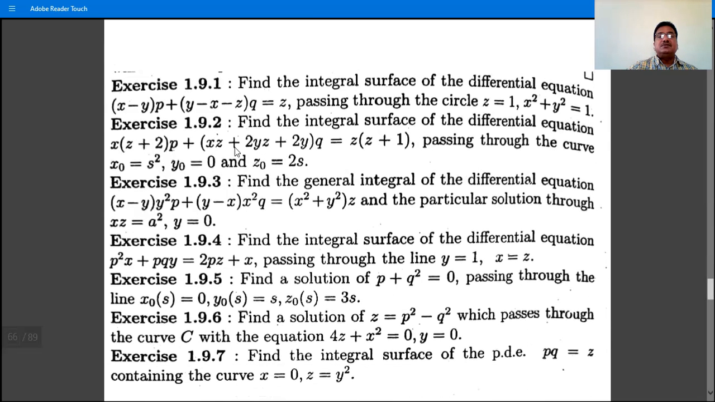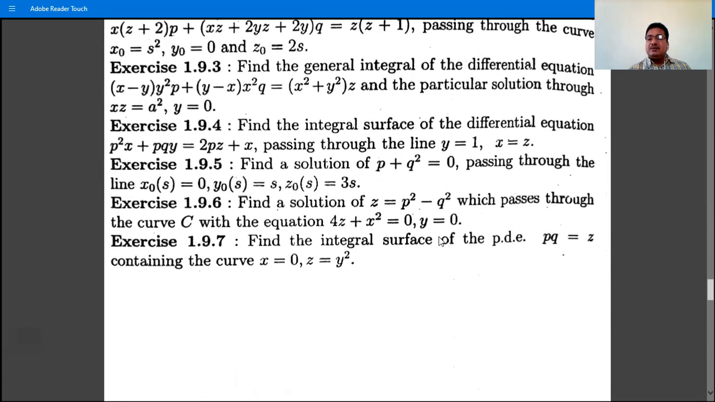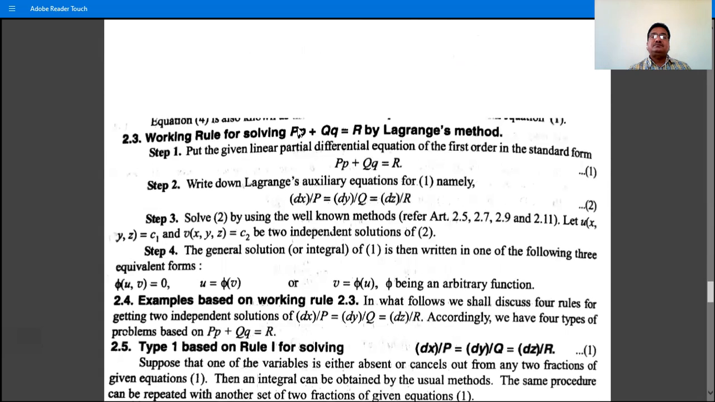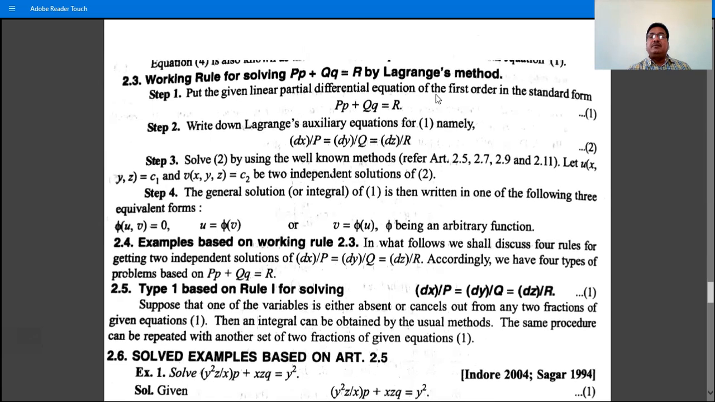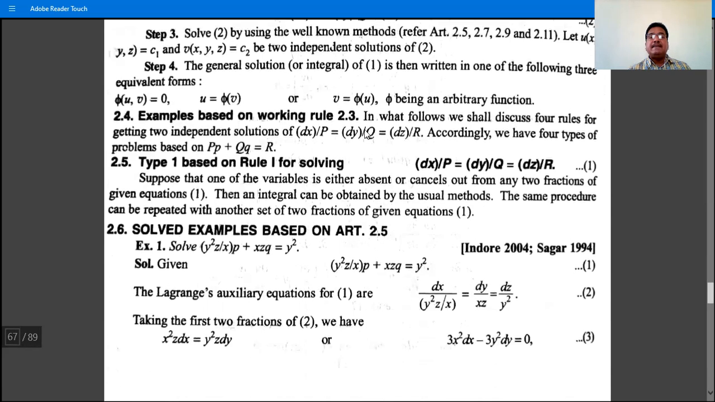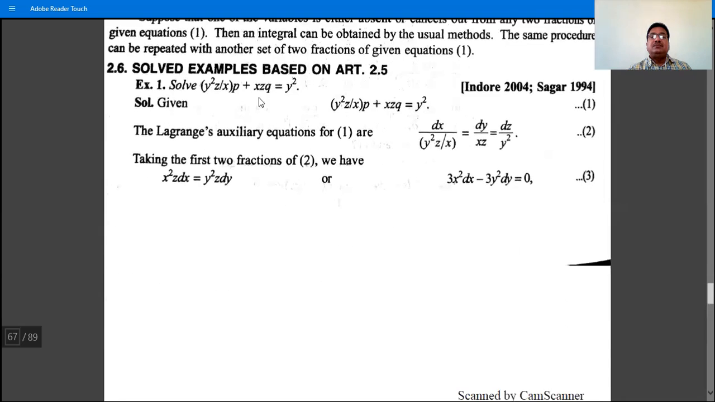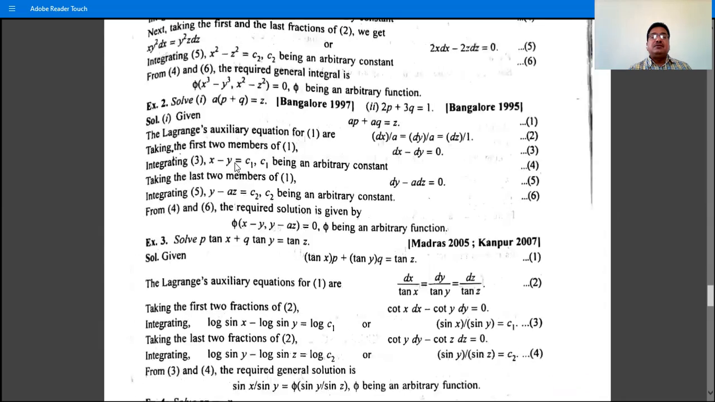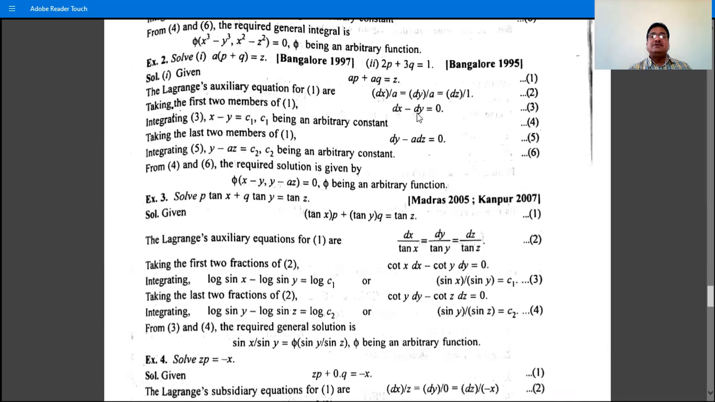Then solve all these problems; these are the exercises. 1.9.1, passing through the curve z is equal to 1, x square plus y square is equal to 1. So solve all these problems. So these are again the problems of the type Pp plus Qq is equal to R. So consider this problem. The solution is given, Pp plus Qq is equal to R. So write all these problems in your notebook.